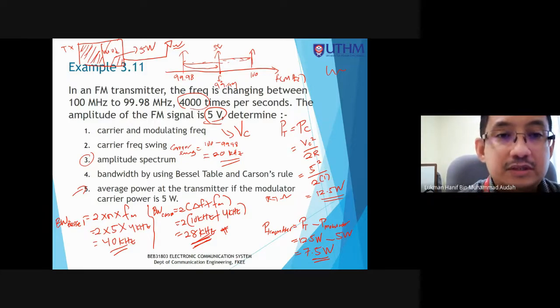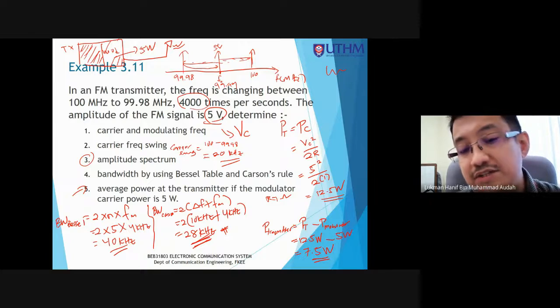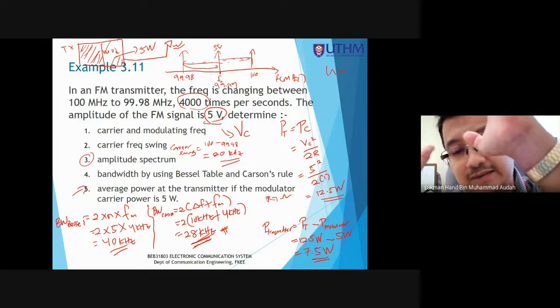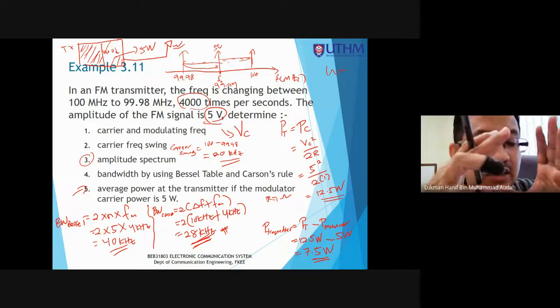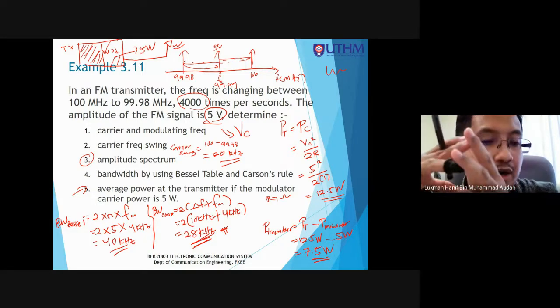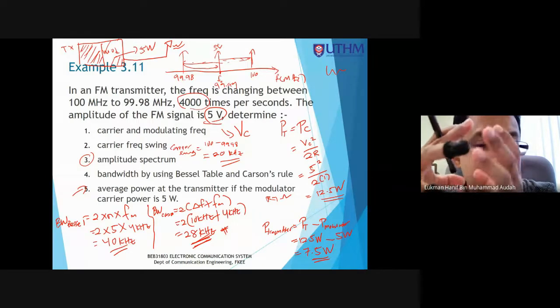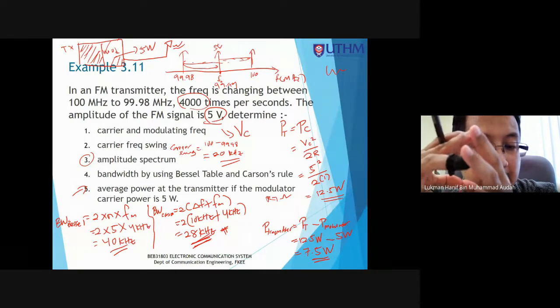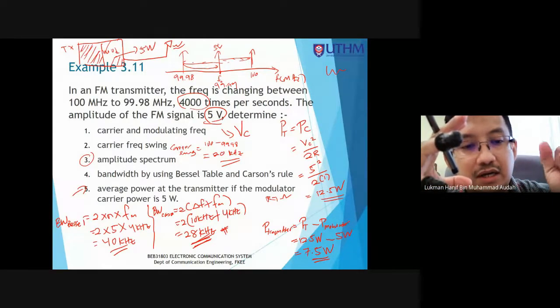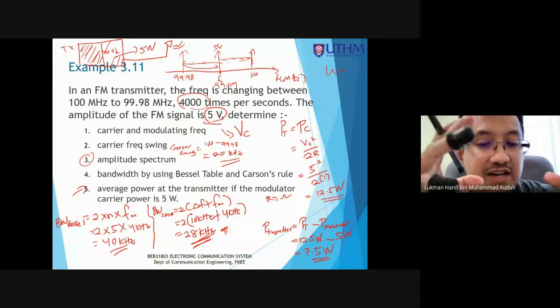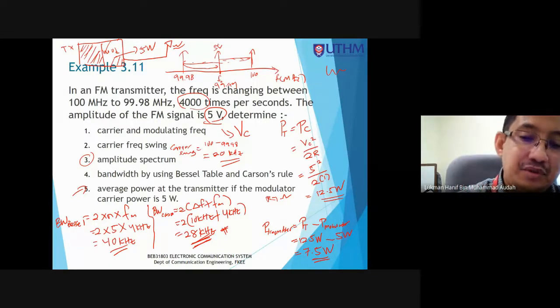So total power is the power that we supply to the antenna. Semua sekali. Modulator power yang diberikan di sini adalah power yang dihasilkan pada modulator carrier power. So how much is the average transmitter power? We minus the total with the modulator power, so we get 7.5.